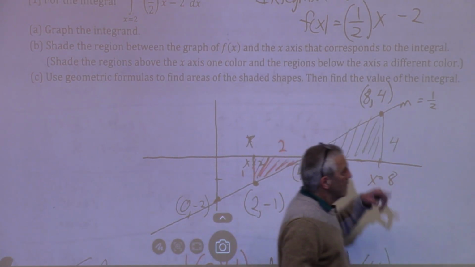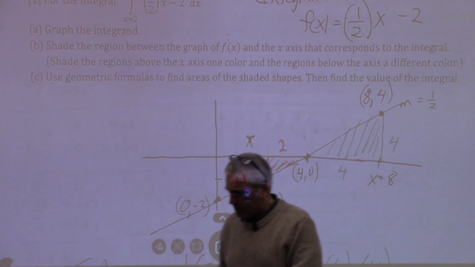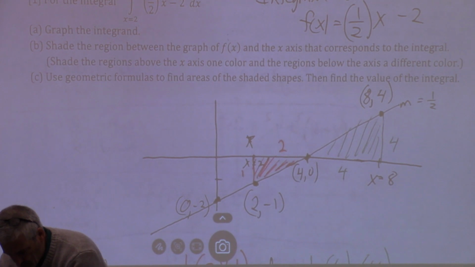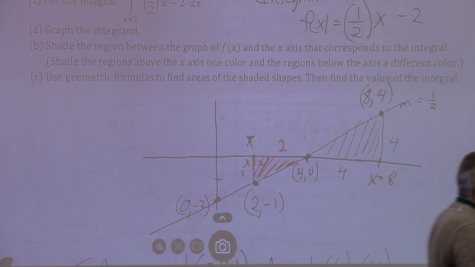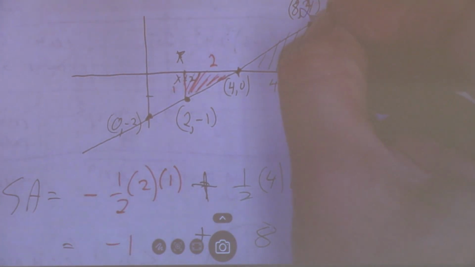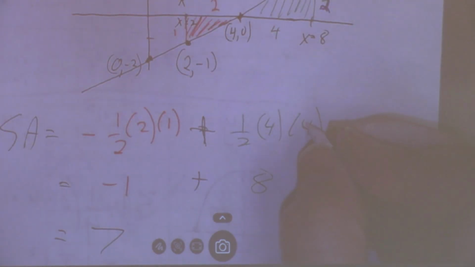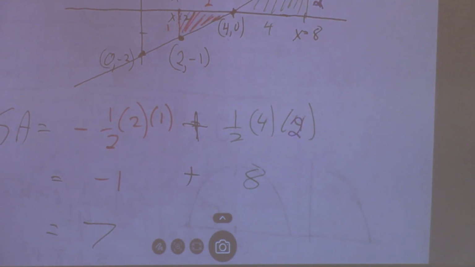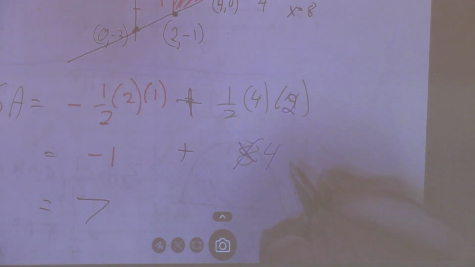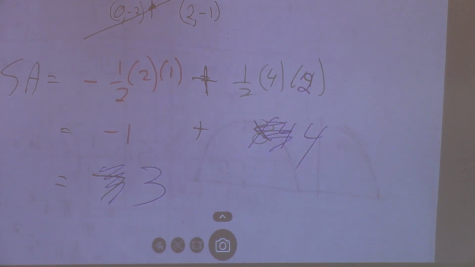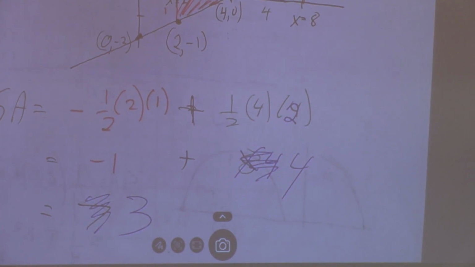Because this is a mistake. None of you gets any points for this mistake because I caught it. This is the point 8, 2. So this rectangle has height 2. And so this rectangle area is 1/2 of 4 times 2. So this is 4. So this area is the number 3. So on Wednesday, using geometry, we got the number 3. Today, using calculus, we got the number 3.